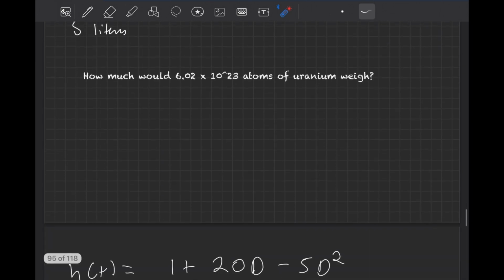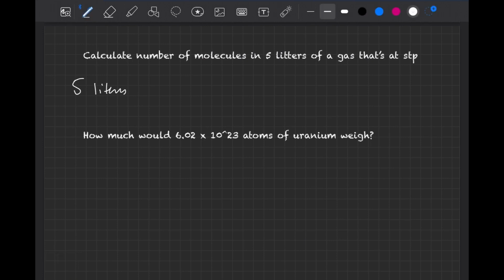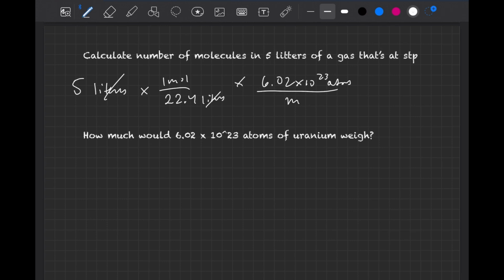So 5 liters times 1 mole per 22.4 liters of a gas. So the liters can cancel. You're at moles, and then you just multiply it by Avogadro's number, atoms per mole. So then the moles have canceled. Okay, and then you would get some number.